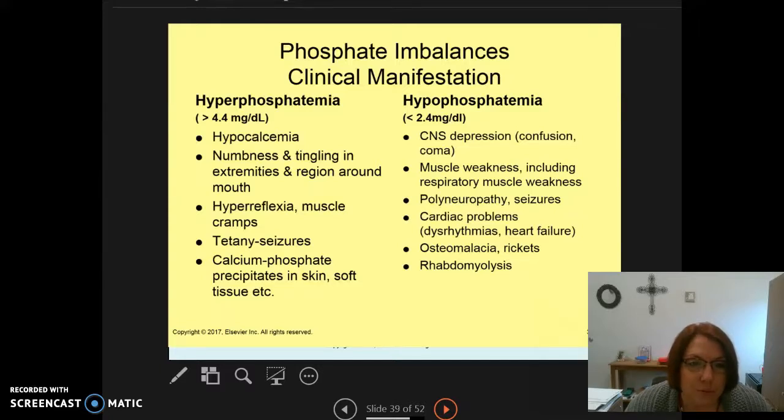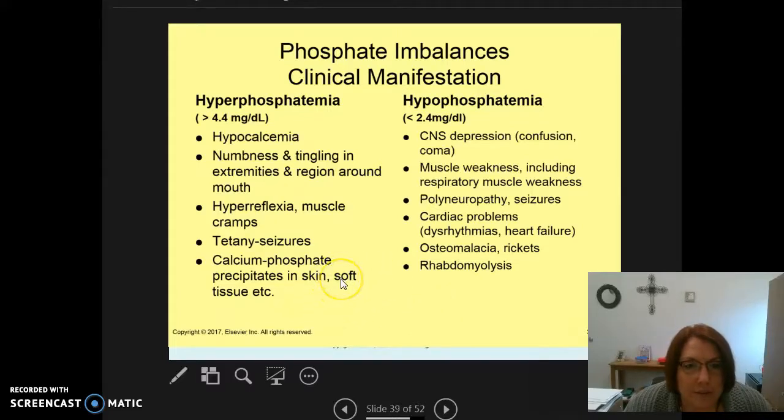And make sure that you recognize those things. Numbness and tingling in the extremities and the region around the mouth. Hyperreflexia or muscle cramps, so the deep tendon reflexes and the pain. So that, again, they're having the symptoms of hypocalcemia. Tetany and seizures. And then calcium phosphates precipitate in the skin and the soft tissue, etc. Okay? That's some of the symptoms there.